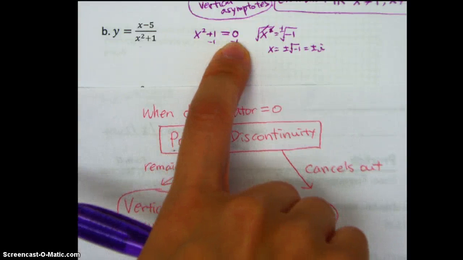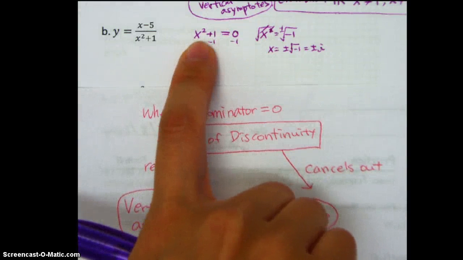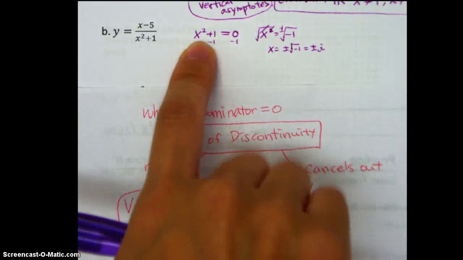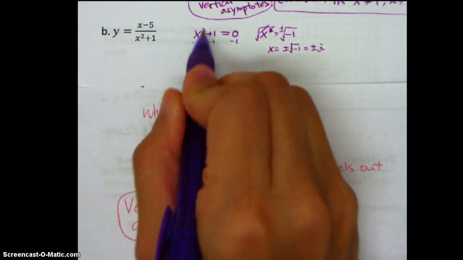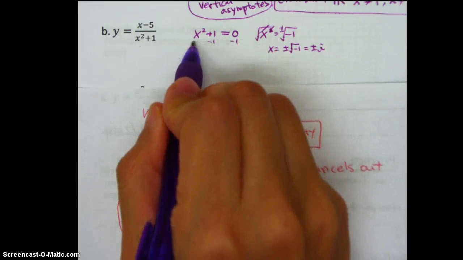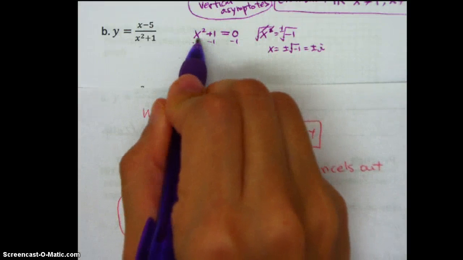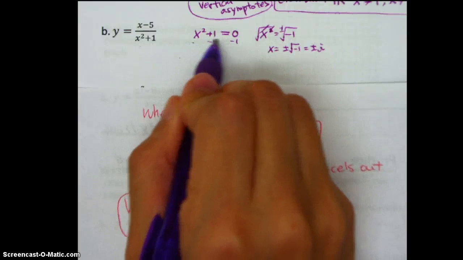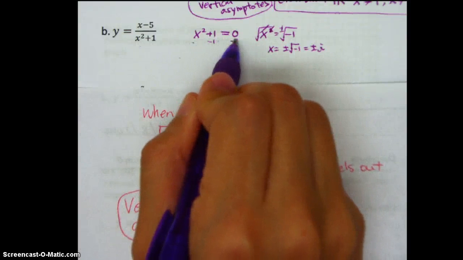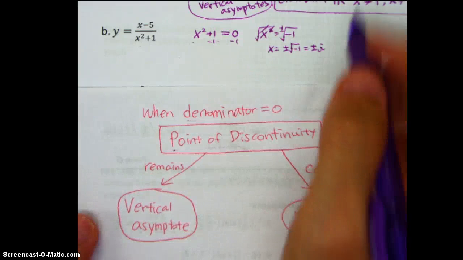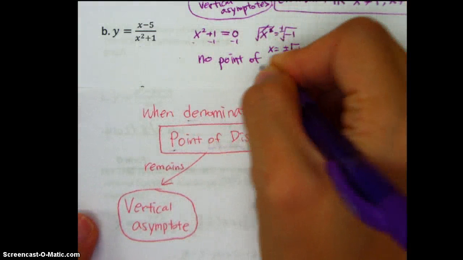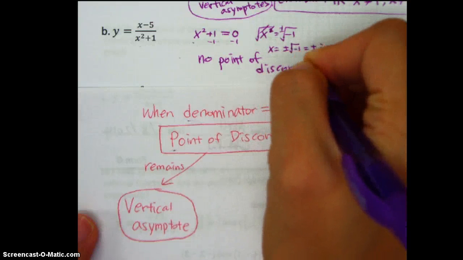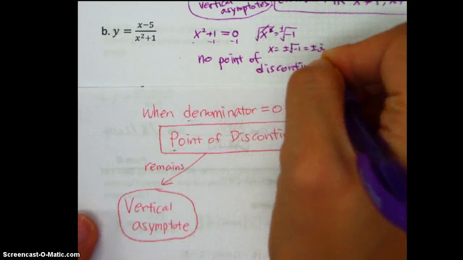Which makes sense, because if you plug in any number, like even negative 5, and square it, you're going to get a positive number. Or if you plug in 0 and square it, you're going to get 0. And if you add 1, it's never going to equal 0. So that's why there's no point of discontinuity.